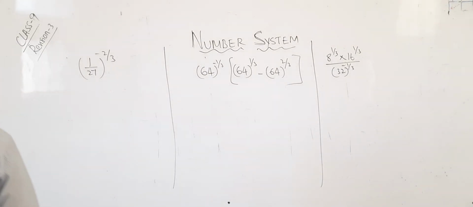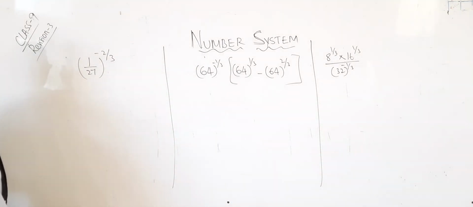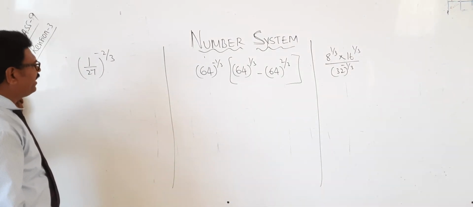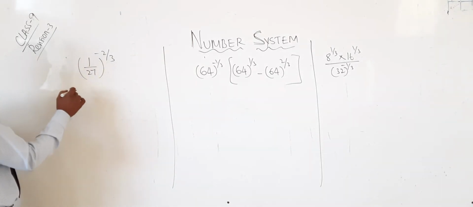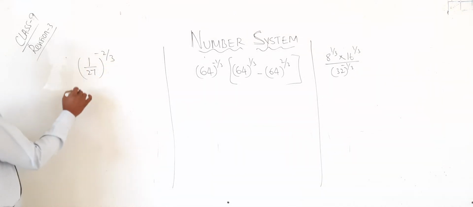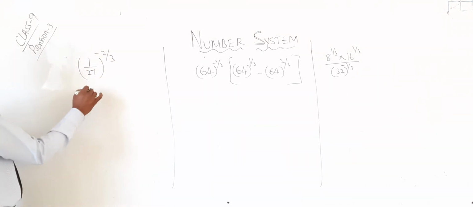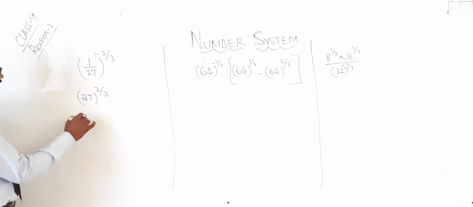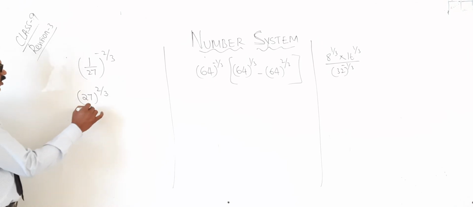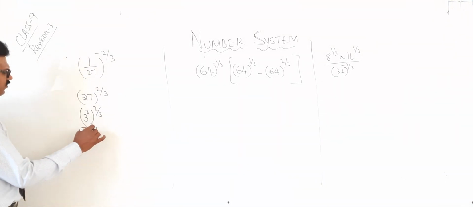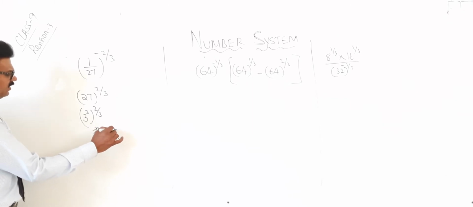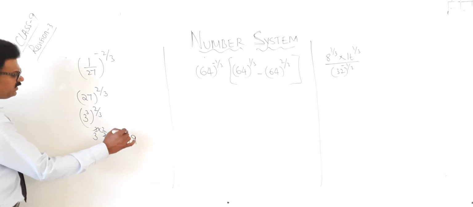Yes. One more set of problems. See, 1 by 27 to the power of minus 2 by 3 is there. Very, very simple. See, both reciprocal I will do so that minus will become plus. Therefore, 27 whole to the power of 2 by 3 it will become. Now, 27 means what? 3 cube, whole to the power of 2 by 3. Again, 3 to the power of 3 into 2 by 3. 3 3 cancel. 3 square. 3 square means what is the answer? It is 9.